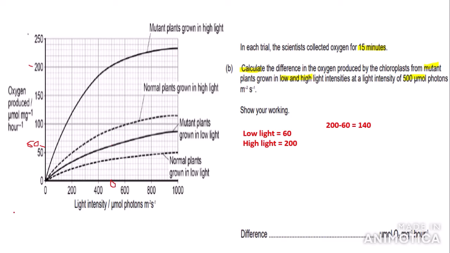Now you're probably thinking, oh, we've got our answer, it's all fine. However, the units here say micromoles of oxygen per milligram per hour. However, the scientists only collected the oxygen for 15 minutes. This means that we need to divide this by 4, as there are 4 15-minute periods in an hour. So 140 divided by 4 equals 35. So our answer would be a difference of 35 micromoles of oxygen per milligram per hour.